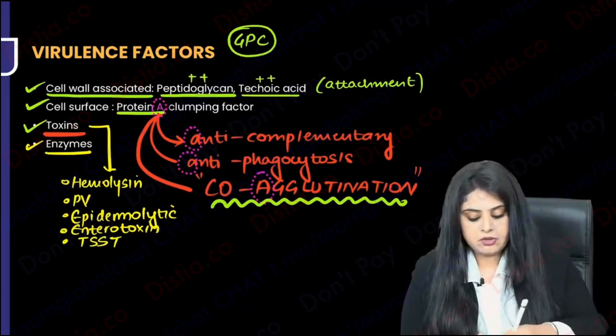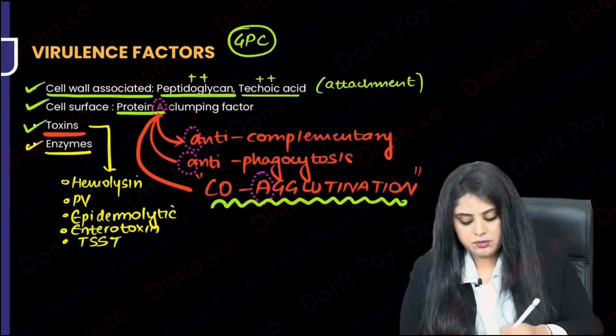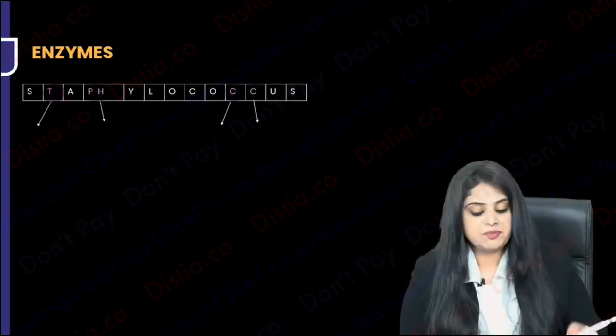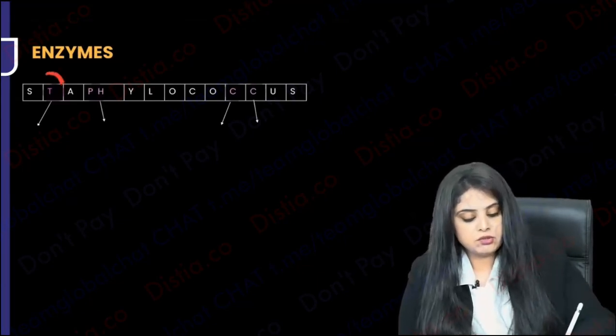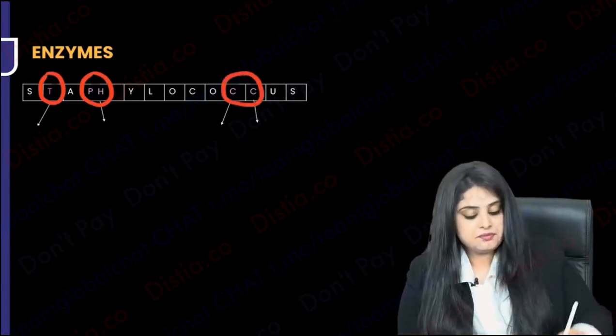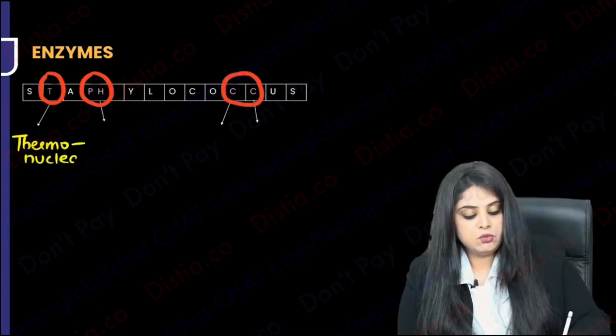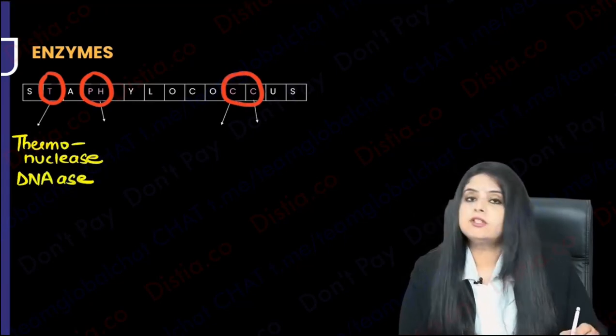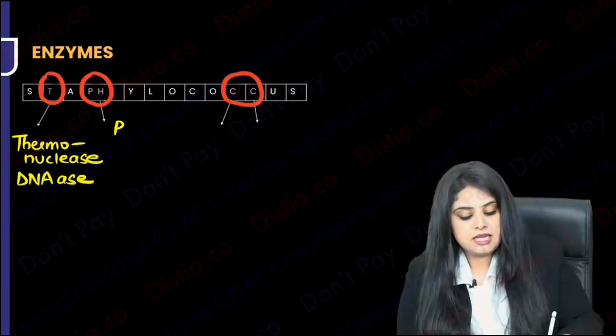Means now you're ready to take up the list of your enzymes, which is super simple because I have a mnemonic for you. The way you write staphylococcus, you're going to take up some alphabets out of staphylococcus and get your answer. What are the enzymes that it makes? With T, there is going to be thermonuclease, and nuclease ki baat aayi, so I can also write DNase. T for thermonuclease and DNase. PH is going to be for phosphatase.